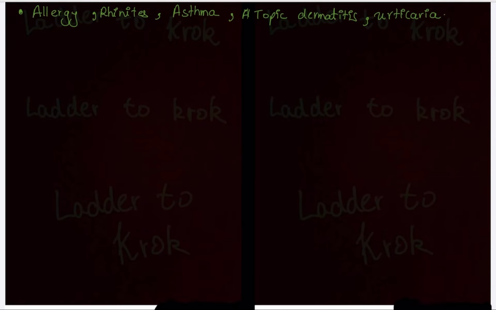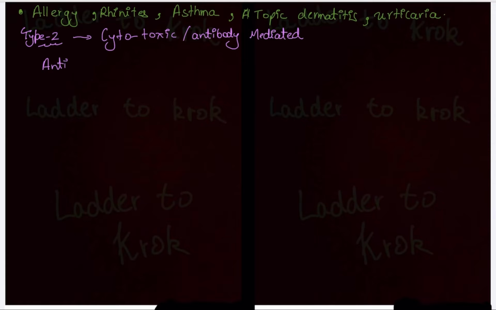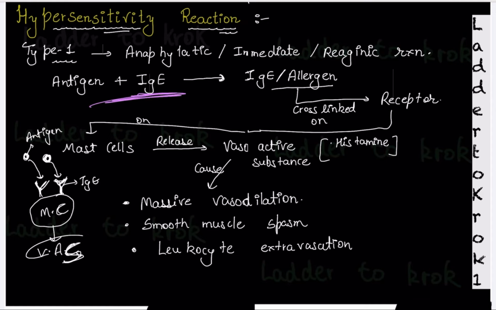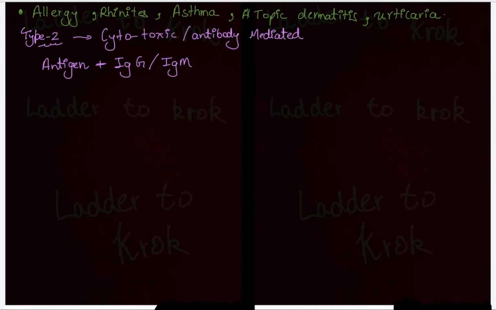Type 2 also has many names, like cytotoxic or antibody mediated. In this, whenever antigen enters the body, IgG and IgM, remember them, immunoglobulin G and immunoglobulin M, are involved. Here it is immunoglobulin E in the first type, and here it's immunoglobulin G and immunoglobulin M. The antigen binds to them, or basically they bind to the antigen, and what does that lead to?